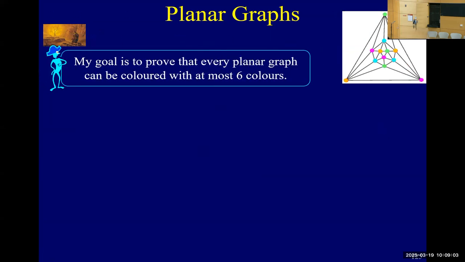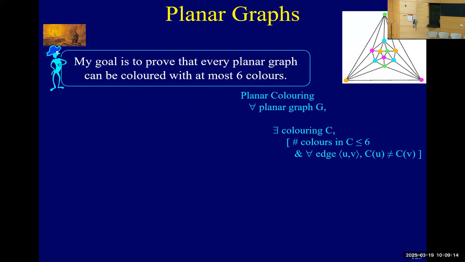All right. Now, my goal is to prove that every planar graph can be colored with 6 colors. So what's that statement? How do we prove it? In fact, this should have been part of the top level.